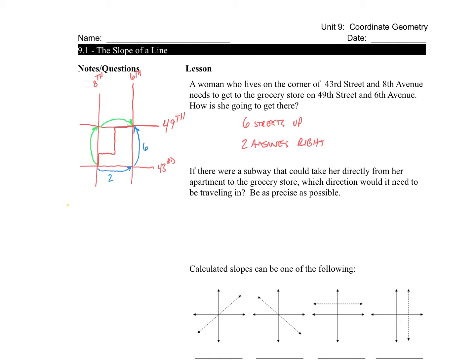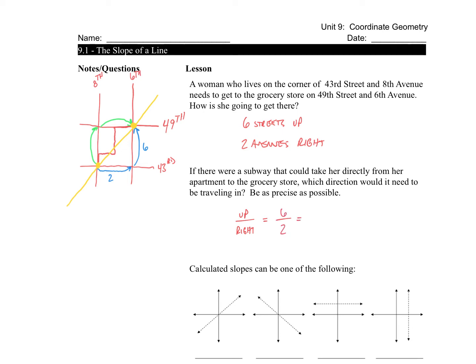So assume that there's a subway line that runs underneath her apartment and picks her up at her apartment and drops her off right at the grocery store. Which direction would it need to be traveling in? And we want to be as precise as possible here. So again, we want to use the idea that it's going to have to ultimately go up by how much and to the right by how much. It's got to go up by 6. It's got to go to the right by 2.